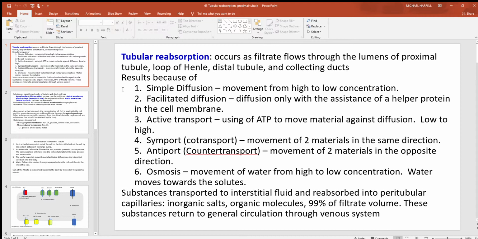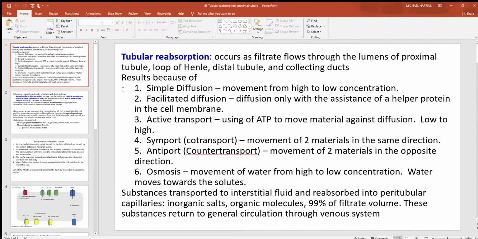Number three is active transport. Remember, this is the expenditure of energy to move material against diffusion. This is how the cell can set up concentration gradients of different materials. After active transport, symport and antiport can also occur. So you got to have the active first.